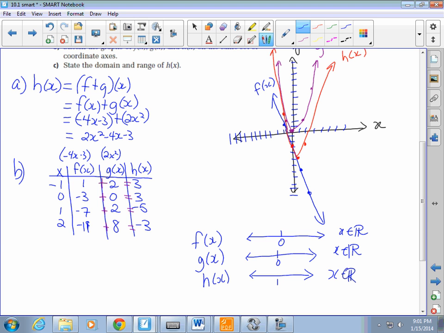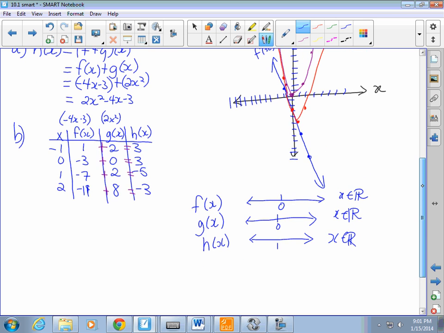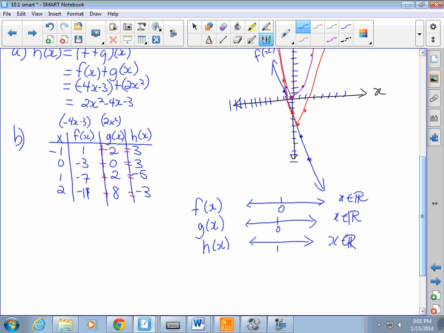But my range, if I take a look at my range, I have to take a look at what is the smallest or the largest value. But because this graph is a regular parabola, then I know I have a minimum point, and that occurs right here. So I have to take a look at that graph there, my red graph, and I can see that my range is y has to be greater than or equal to -5.